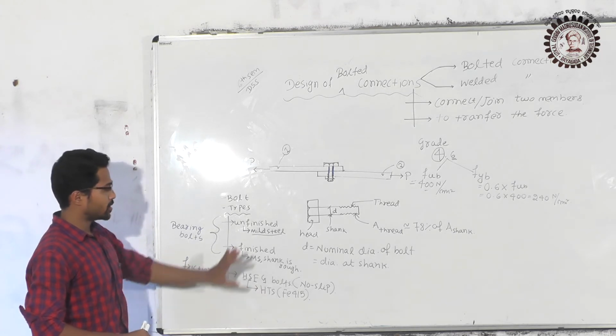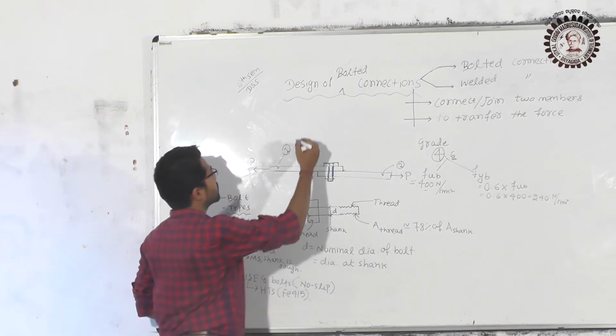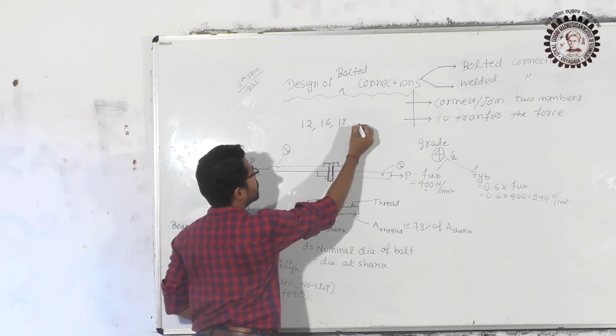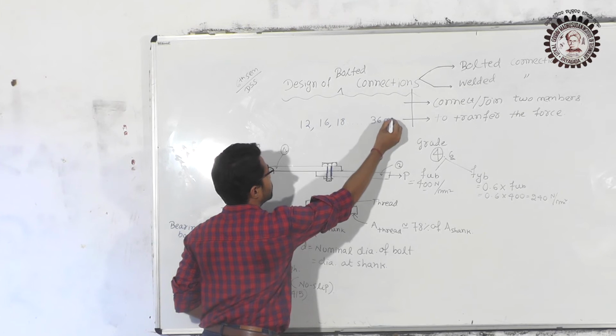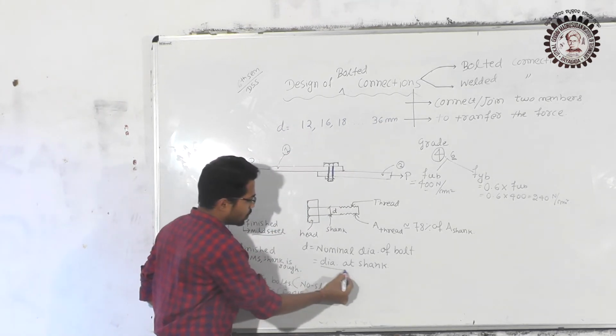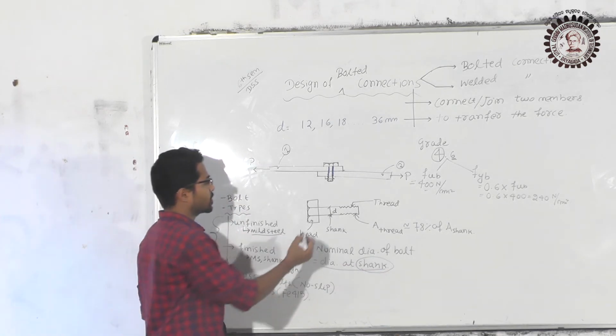And the diameter of bolts available in the market ranges from 12, 16, 18 up to 36 mm. So that is D. What is D here? Diameter of the bolt at shank part. Remember, we take the diameter at shank part. Shank part means this plain part.